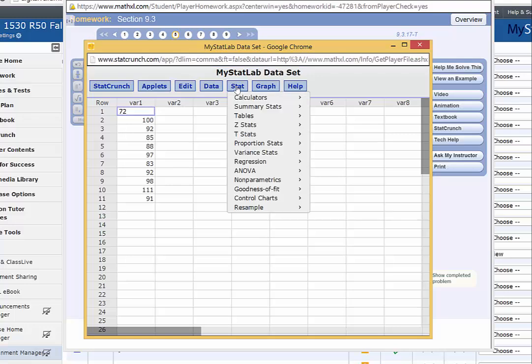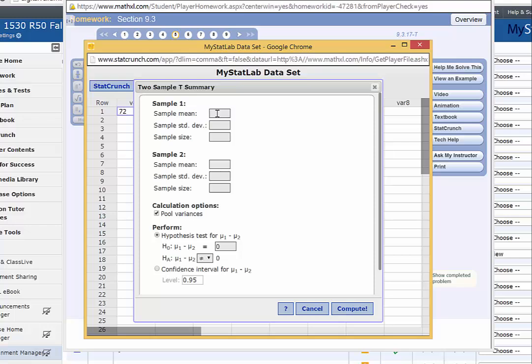So we're going to push Stat, T Stats, Two Sample, With Summary. Then we'll enter all of the values that we found. The sample mean for group 1 is 91.727. The sample standard deviation is 10.160. The sample size is 11.